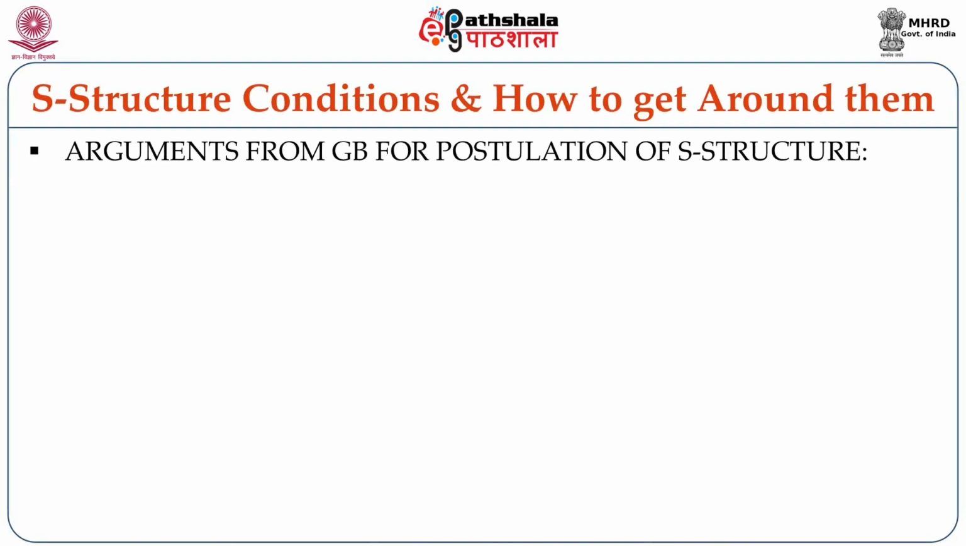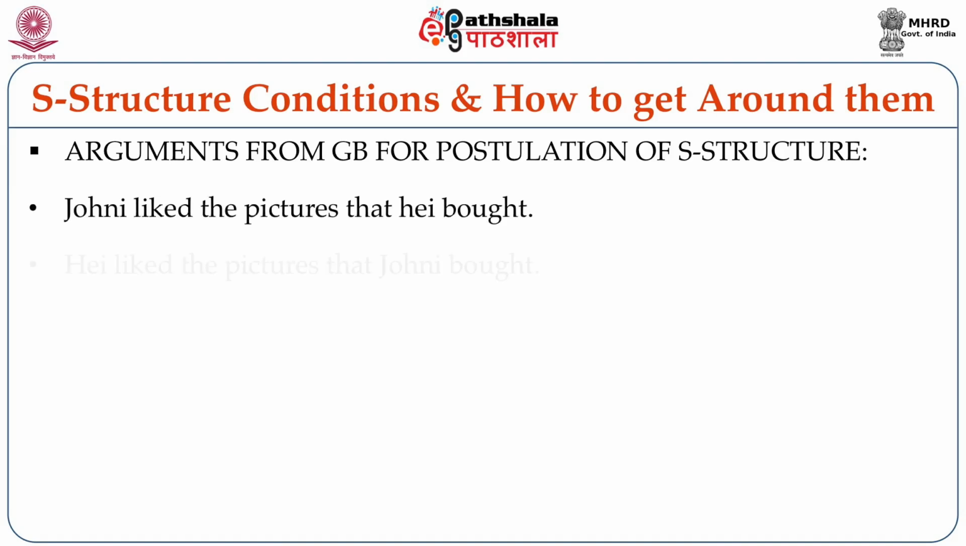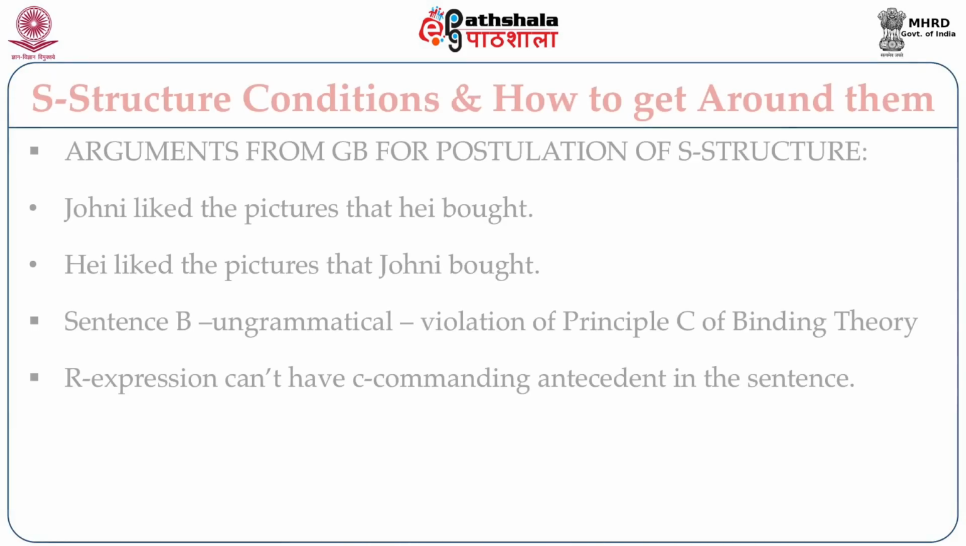Now let us talk about S structure. S structure was required in GB for the data that is on your screen. Arguments from GB for postulation of S structure needed data like A and B. John liked the pictures that he bought versus he liked the pictures that John bought. Note that John and he are co-indexed. That means they refer to the same person in the outside world.